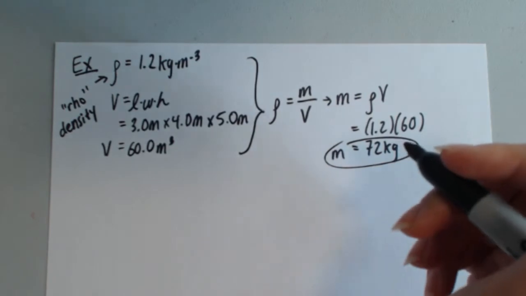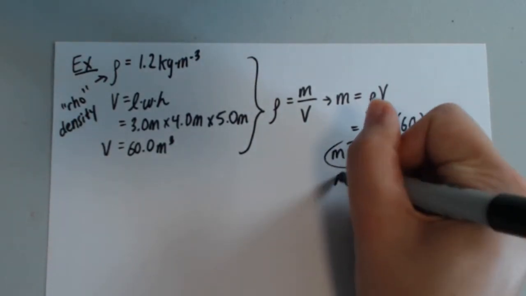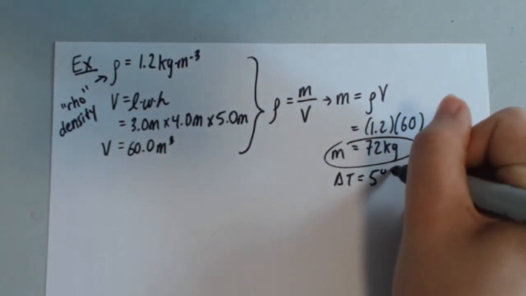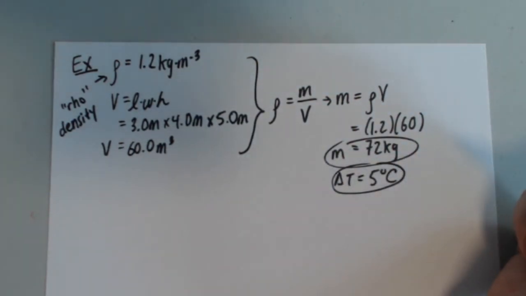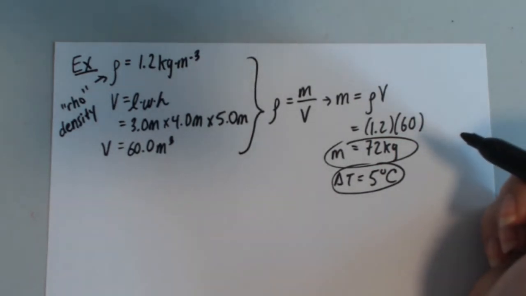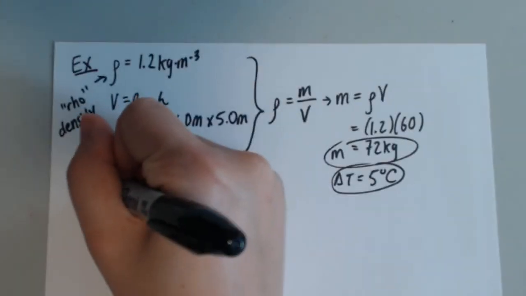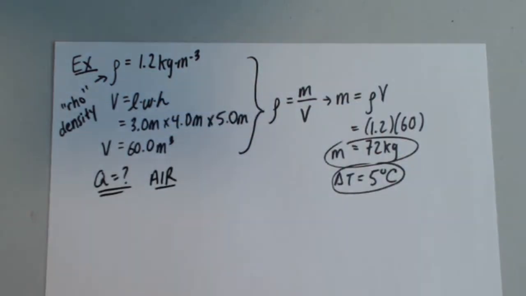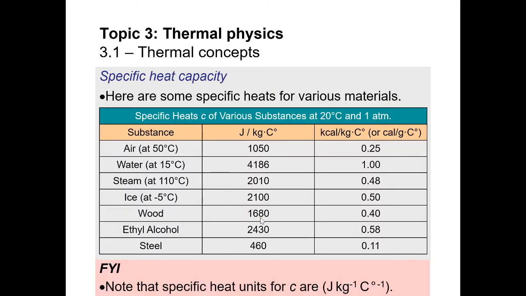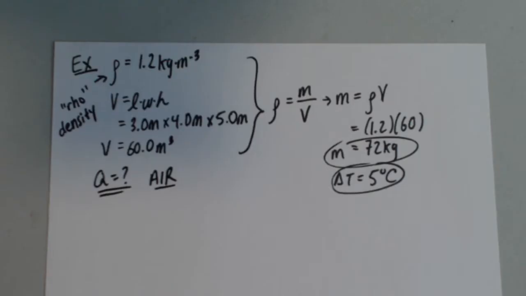We know that we want to raise the temperature of the air in the room by 5 degrees Celsius. Because the specific heat capacities in the table on the previous slide were given in degrees Celsius, we don't have to convert this to Kelvin. Okay, so we want to know how much heat is required. And since it's air, I'm going to go back to that slide. So let me just pop over back to the slides for a moment. Let's look up the specific heat capacity of air. So air is right here. So 1050 joules per kilogram degrees Celsius. 1050. Okay, so remember that.